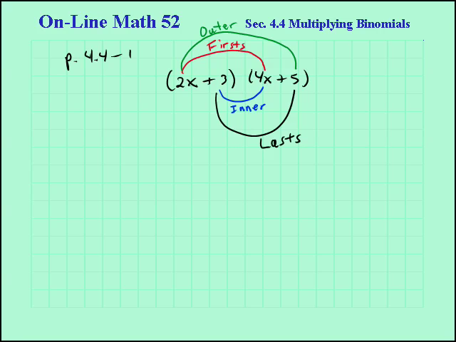So what we get in all of this is the firsts plus the outer product plus the inner product plus the last product, or the product of the lasts. And we abbreviate this as FOIL.